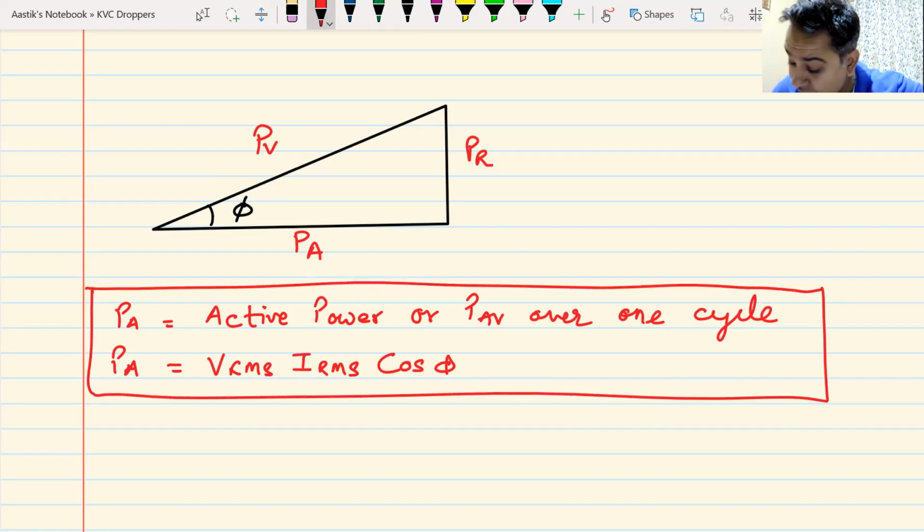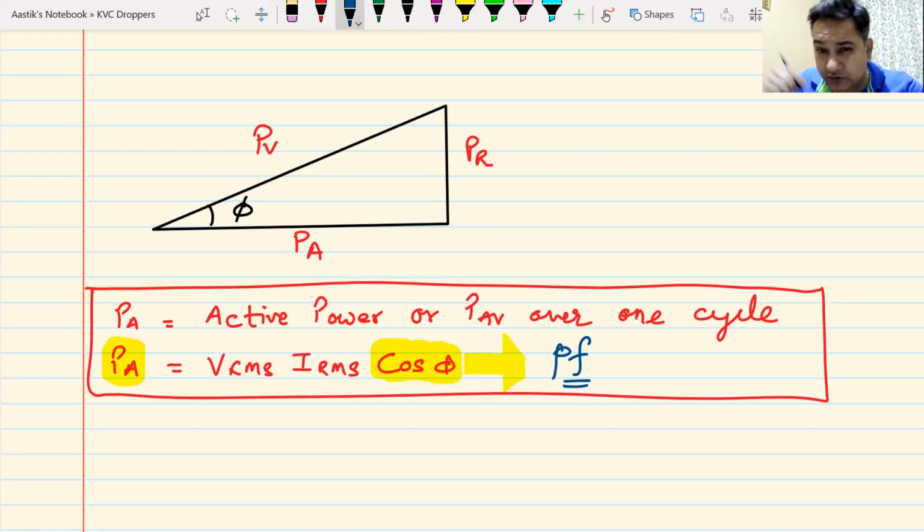This is my active power: VRMS, IRMS, cos phi. Since this cos phi appears in the active power, it is known as the power factor of the circuit, because cos phi determines how much power the circuit is consuming.